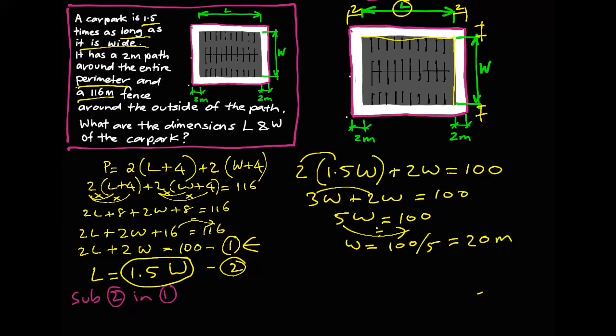So now, finally, we need to find what L is. So we can sub that value back into equation 2 to find L. Now it's important that you show your working like this because you get part marks as you go. So L equals 1.5 times 20. L equals 30 metres.